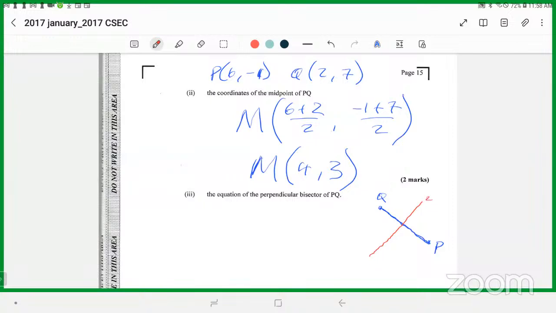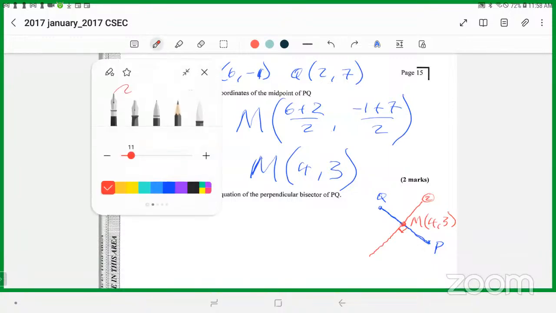Let's call it line 2. It passes through the midpoint of PQ, the capital M point that we just found, which is 4, 3, and it is also perpendicular to PQ. To find the equation of this perpendicular bisector red line, we need to know two things about it. We need the gradient of it, and we need a point. We have the point already, because it passes through the midpoint. What we need is the gradient. Since it is perpendicular to PQ, it has a negative reciprocal gradient of PQ.